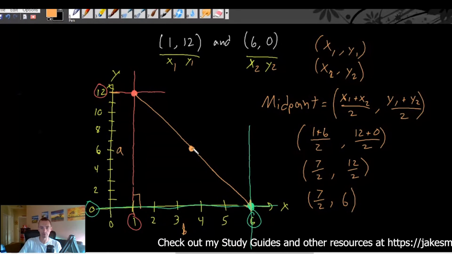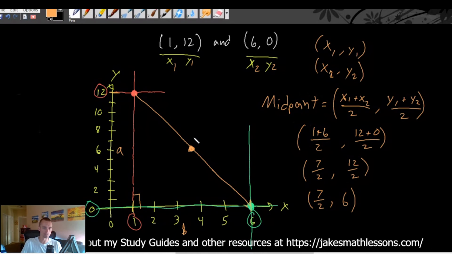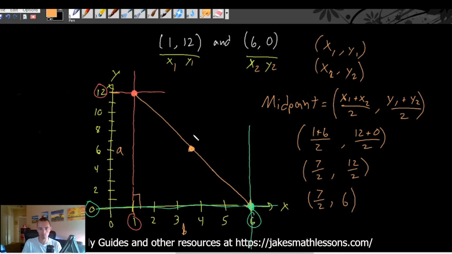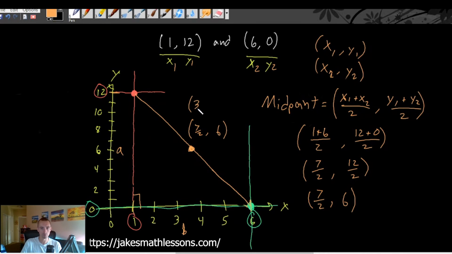So this coordinate right here, which is the midpoint between these two points, is 7 halves, which you could write as a decimal if you wanted. So you could either say 7 halves and 6, or you could write it as a decimal and say 3.5 and 6. That would be the coordinates of this midpoint right here.